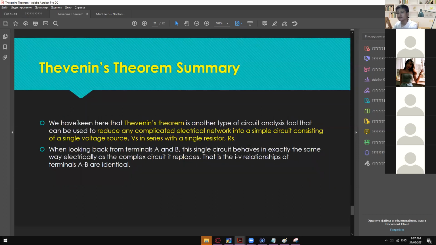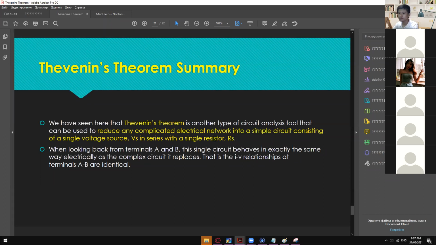And in here, there's another summary wherein Thevenin's theorem can reduce any complicated electrical network into a simple circuit consisting of one single voltage source, Vs, in series with a single resistor, Rs, and our load resistor, R load.